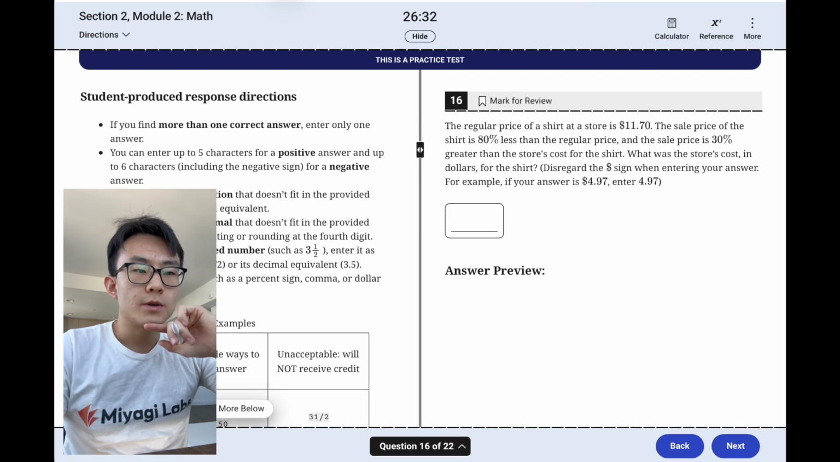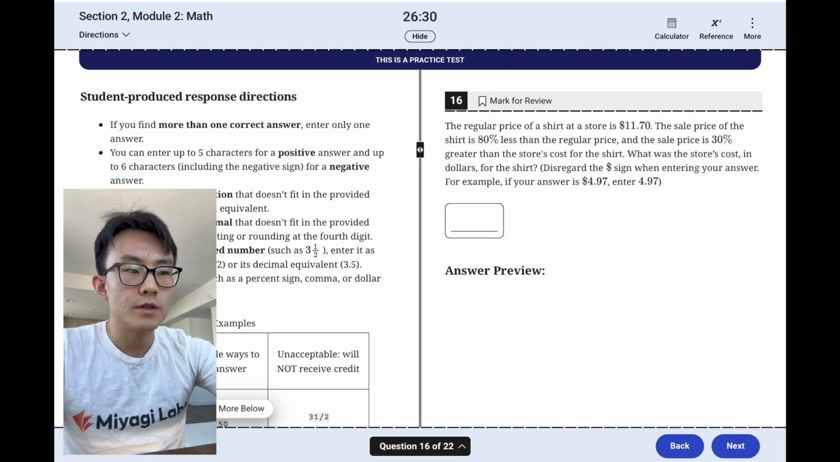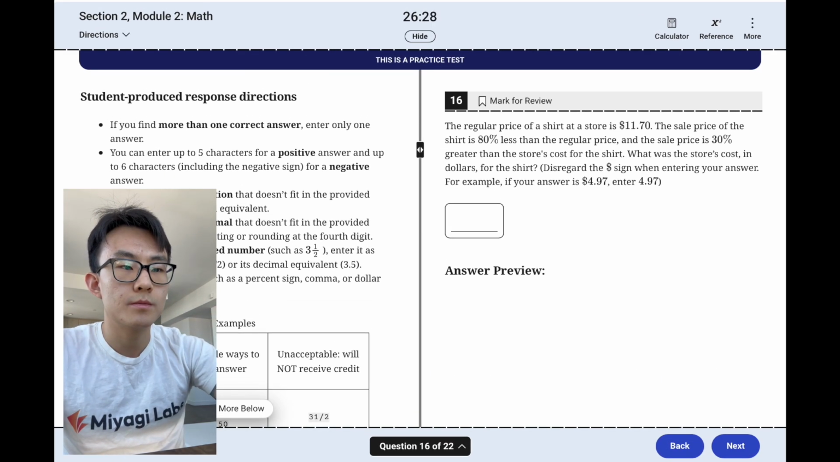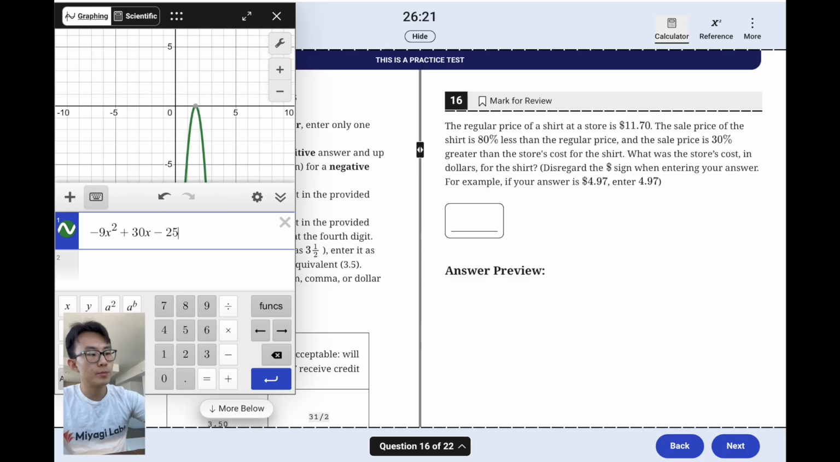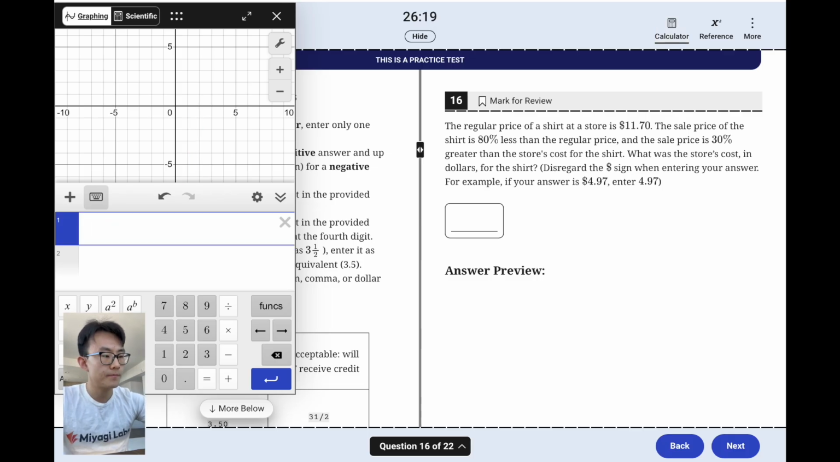Okay, the regular price of a shirt is $11.70. The sale price is blah, blah, blah. What's the store's cost? Okay, so regular is $11.70. Sale price is 20% of that because it's 80% off. Times 0.2. So the sale price is 2.34.